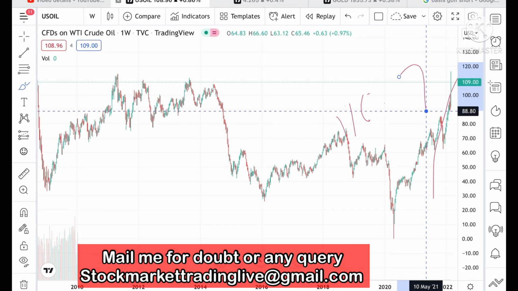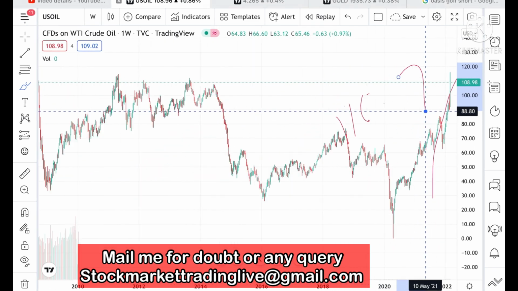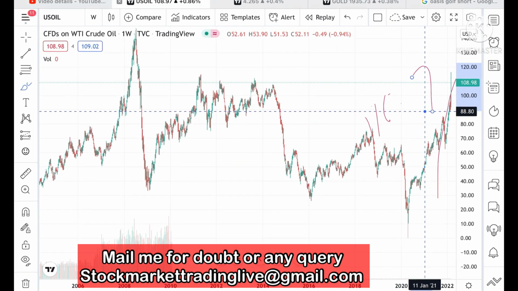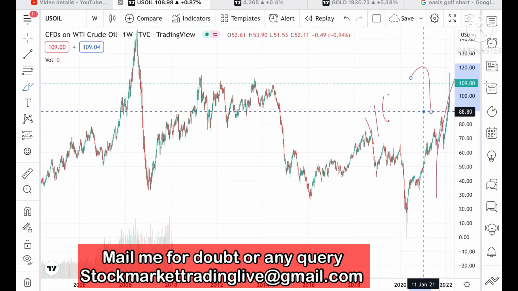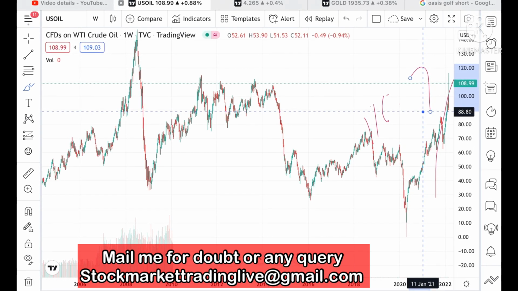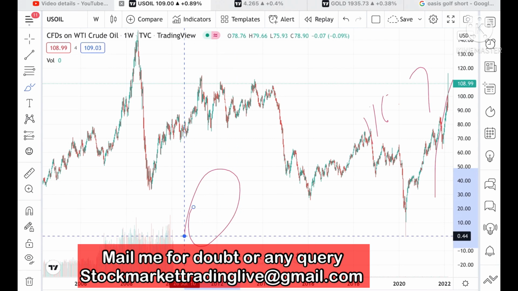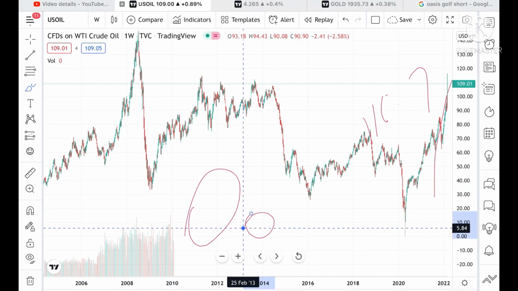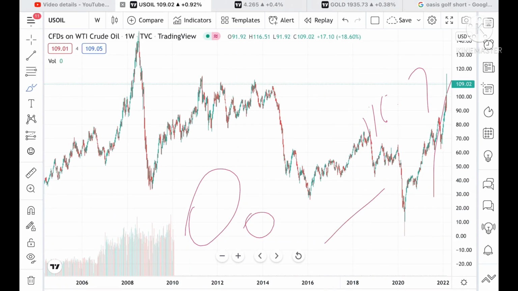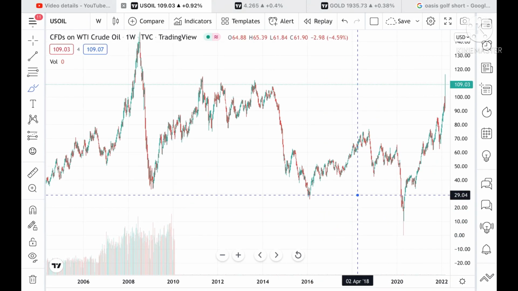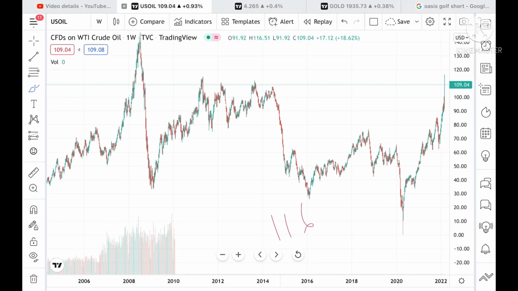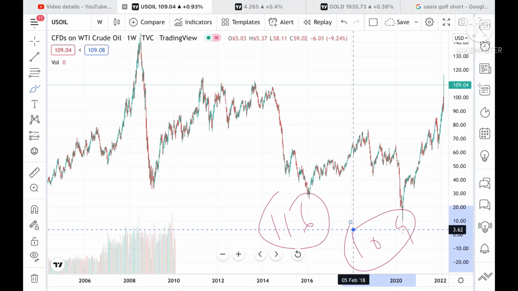Why have we seen a sharp rise? Because of the war we have seen disturbance in the supply, and because the demand has gone up and the supply has become low, the price will automatically move up. Now, after touching this particular level of 116, it is moving down to a level of 109.